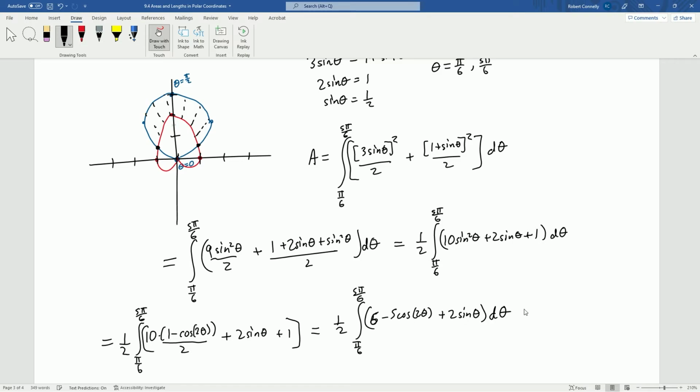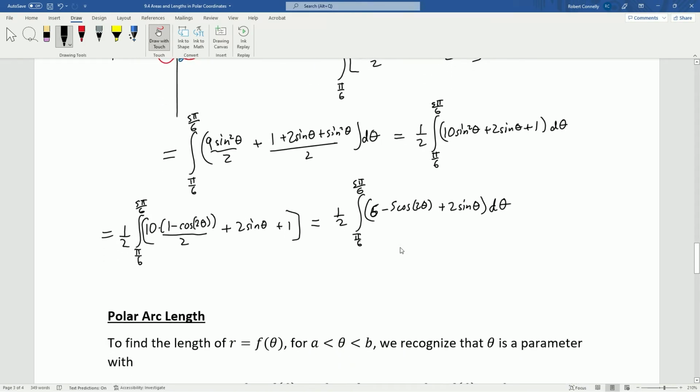And now we finally have this in a form where we can actually integrate it. So this gives us 1/2 times 6 theta minus 5 sine of 2 theta divided by 2 plus, well, the integral of sine of theta is going to be negative cosine, so we'll make that minus 2 cosine of theta, evaluated from pi over 6 to 5 pi over 6.